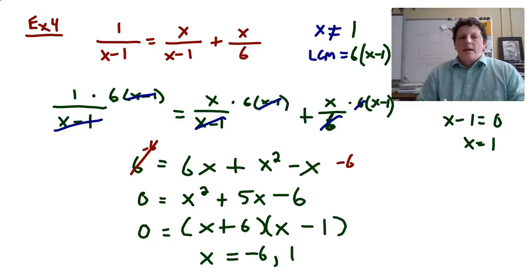6 and positive 1. Well, remember that 1 is a limitation. We can't use that. It would cause a divide by 0 error. It would be undefined at 1, which means that this 1 here is not a solution. It wouldn't work. When you plug it back in, 1 minus 1 is 0. You can't divide by 0. It gives you problems. The negative 6, on the other hand, is perfectly fine. If you plug it in and do the math, it will work out perfectly.